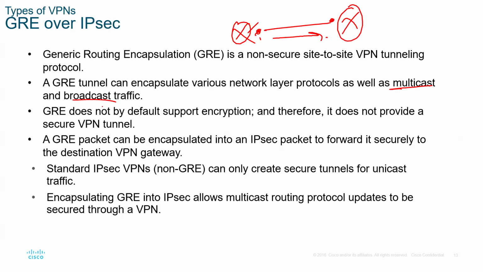For example, my network layer protocols, my routing protocols, let's talk about OSPF. There's a little bit of multicasting in the network, sending my messages to a number of routers. So if we want to use VPN and at the same time use those protocols, it becomes very difficult because IPsec does not accommodate multicast and broadcast traffic. So how do we deal with that?